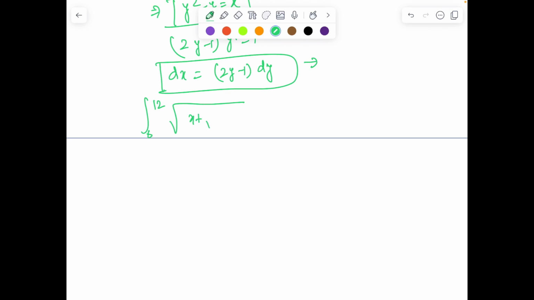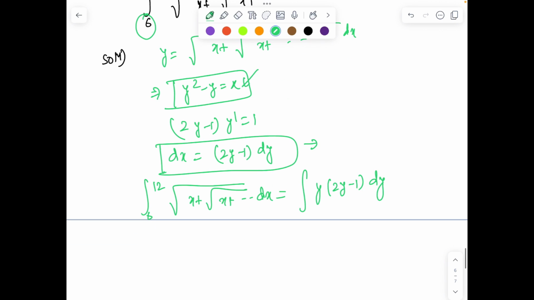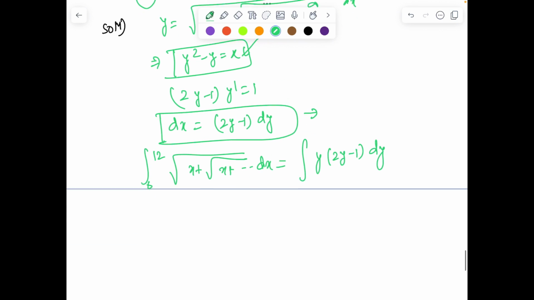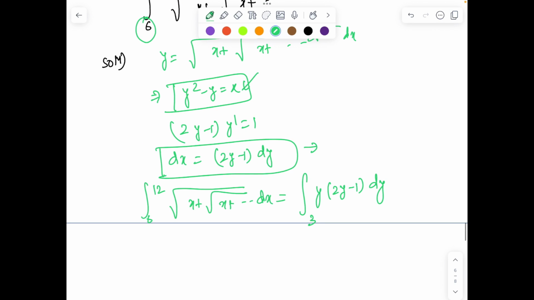So now we have the integral from 6 to 12 of x plus root over x. You can show this is one to one, it's a bijection, that I'm not showing over here, which I've done in one of the videos. So directly keep these values, we'll get y times 2y minus 1 dy. And now x equal to 6 will map to, if x is 6, you can see the solution to this will be 3.